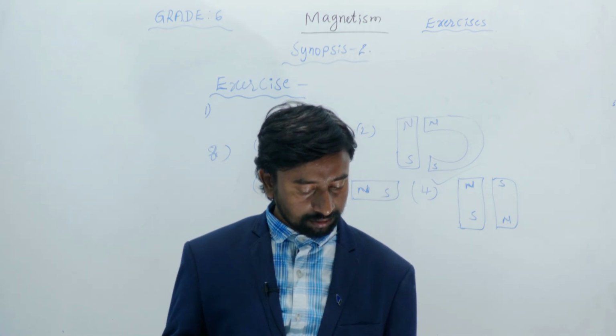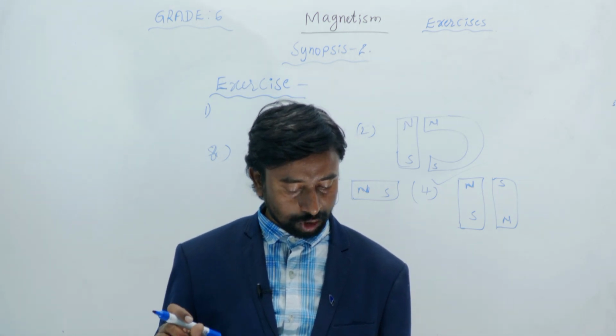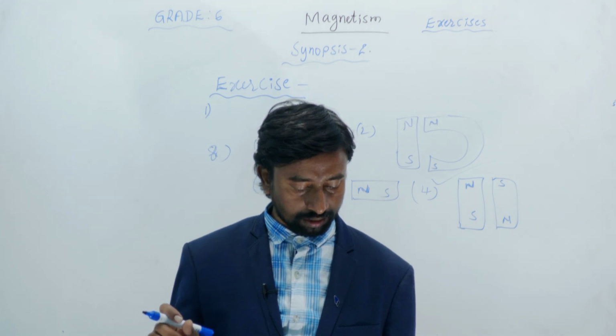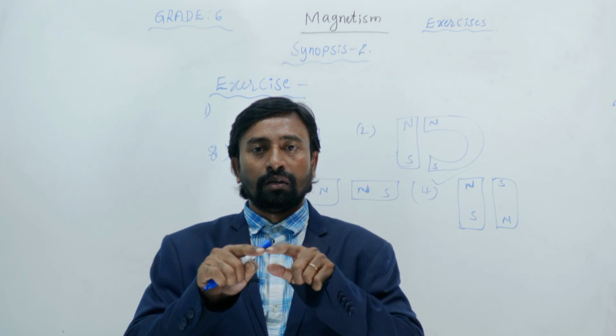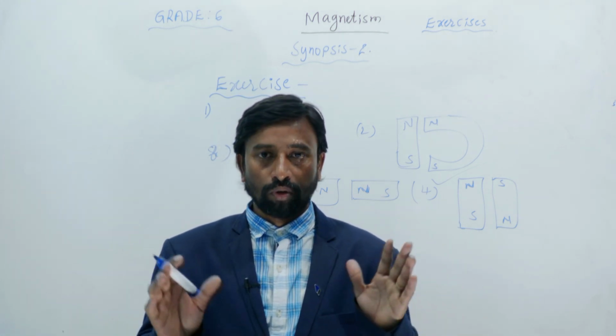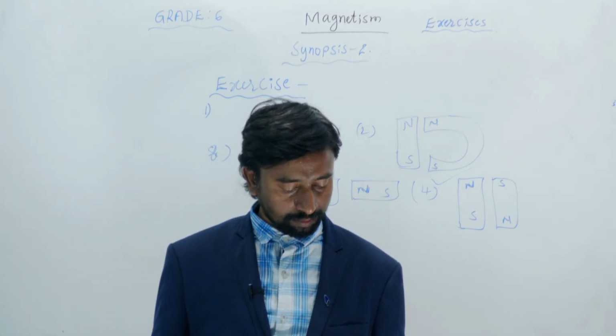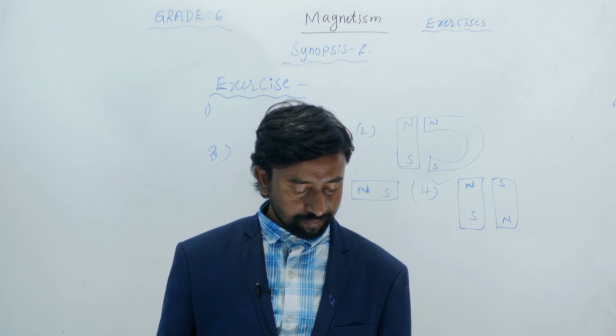The imaginary line joining the north and south poles of a bar magnet is called the magnetic axis.